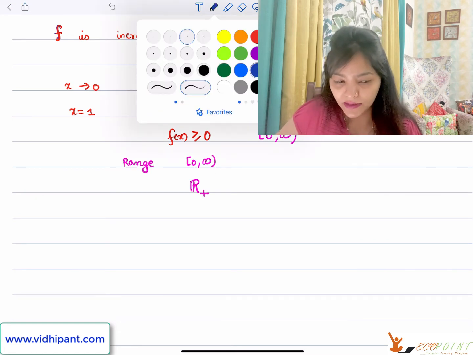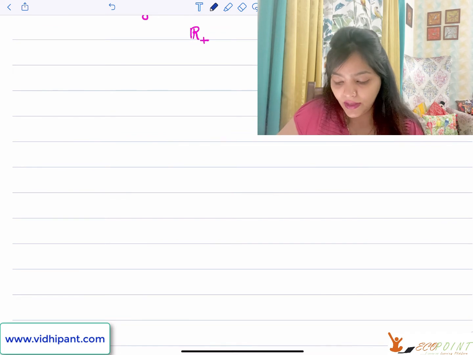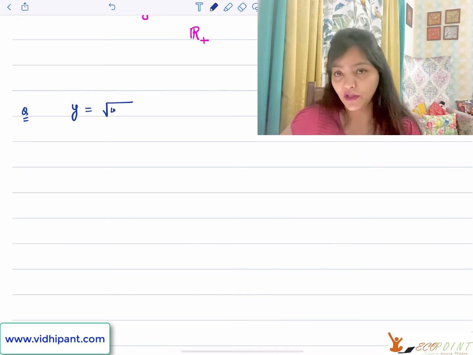Now with this, let's also take another question. Let's try to find out the range and domain for the function y equals square root of 4 minus x square. So I've again taken a square root function.